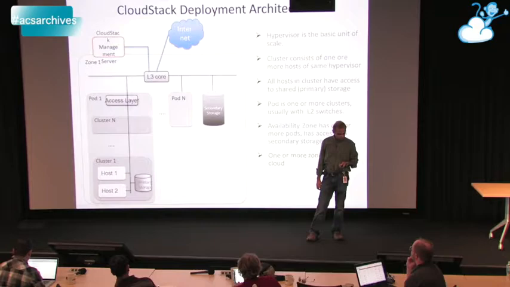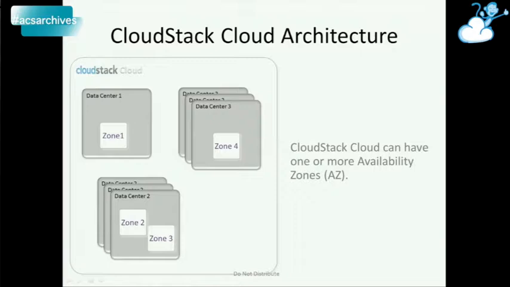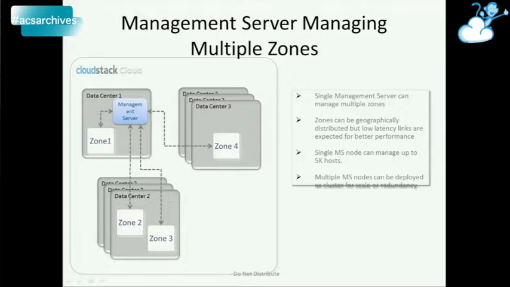So this is what it's showing here, that you can have multiple availability zones. And there's nothing saying that one zone is within one data center. So if this data center has multiple redundant power supplies, and you're fairly confident that zone 3 is not going to fail at the same time as zone 2, then you can deploy them in the same data center. But the entire thing is managed by a single management server cluster. And so that's showing here that the management server is in one zone, but because we assume there are high-speed links between data centers, it can manage all the zones.